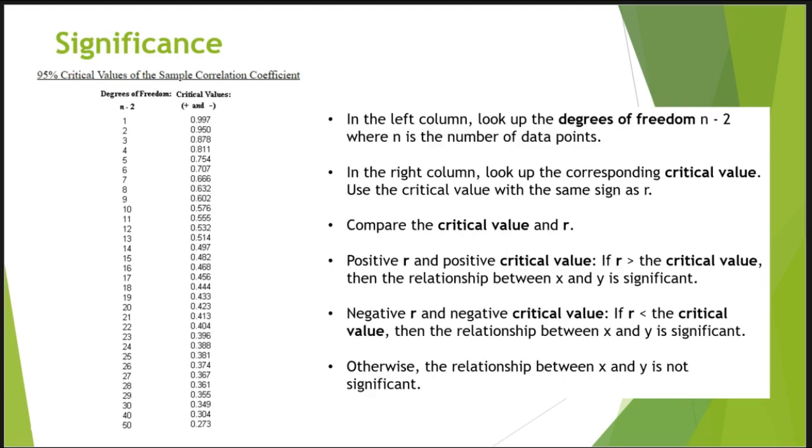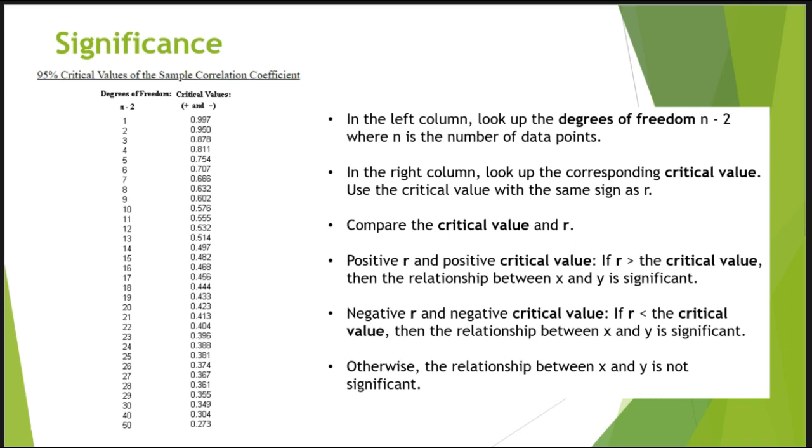Now let's talk about significance. The 95% critical values of the sample correlation coefficient table can be used to help you decide if the correlation coefficient R is significant or not. So if R is significant, then the line may be used for prediction.